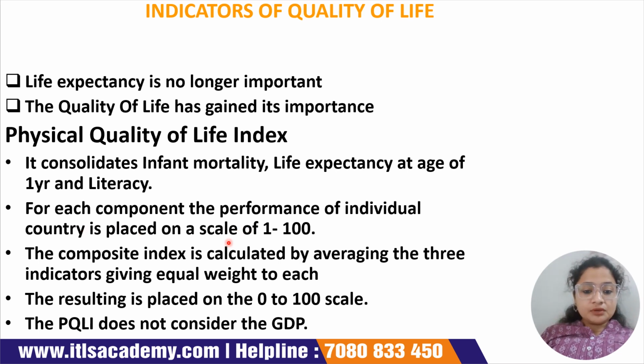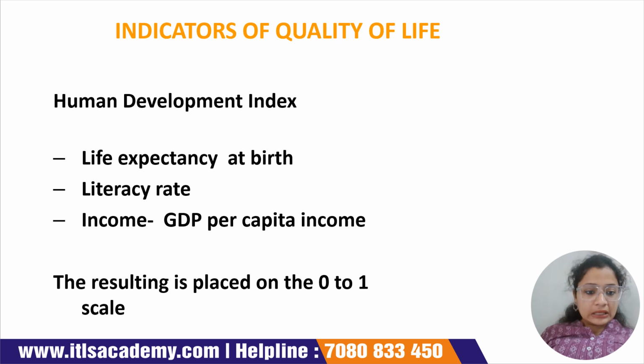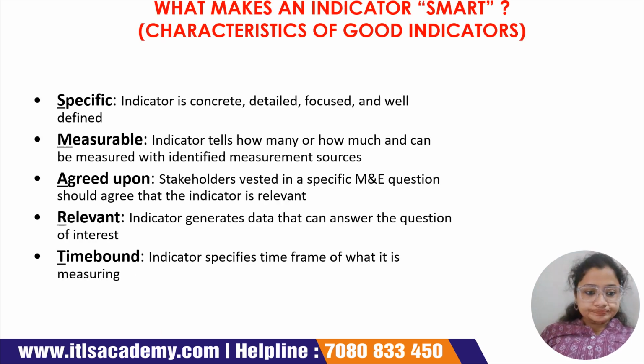For each component, the performance of each country is placed on a scale of 1 to 100. The composite index is calculated by averaging the three indicators, giving equal weight to each. The result is placed on the 0 to 100 scale, and the PQLI does not consider the GDP. Okay, so talking about Human Development Index, it's life expectancy at birth, literacy rate, income, that is GDP per capita income, and the result is again placed on a scale of 0 to 1.